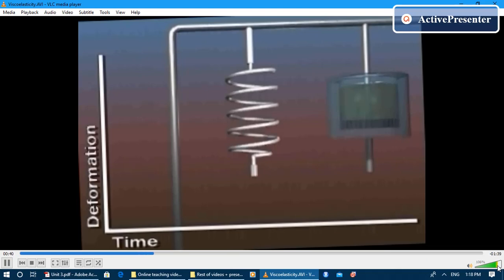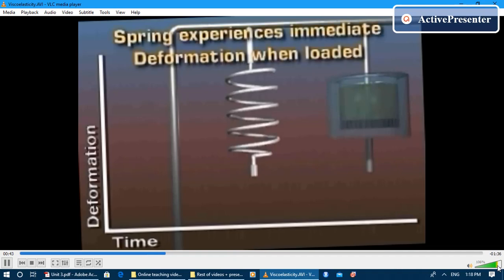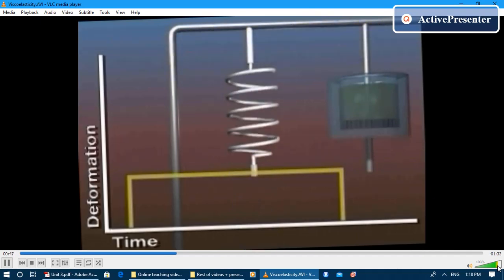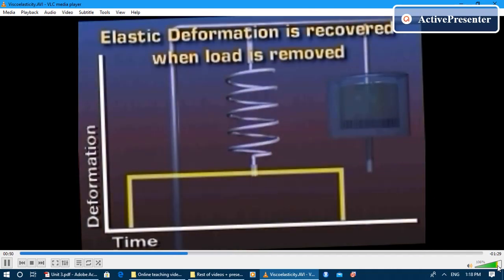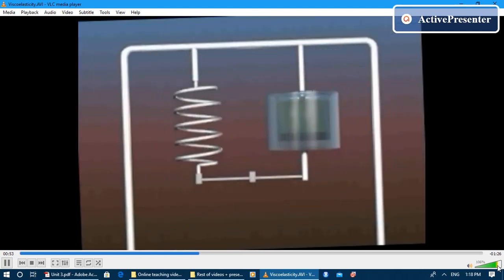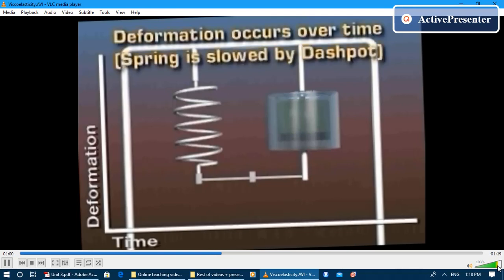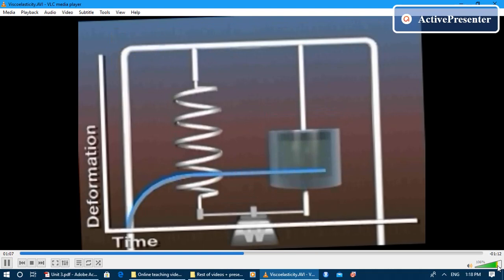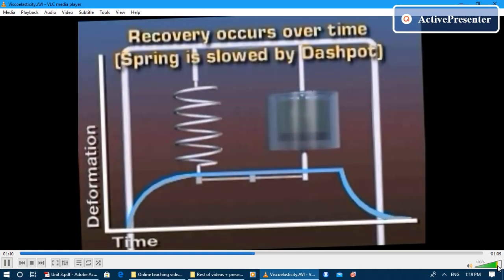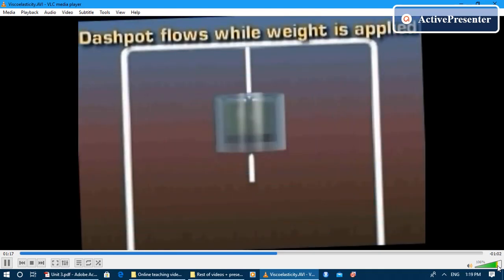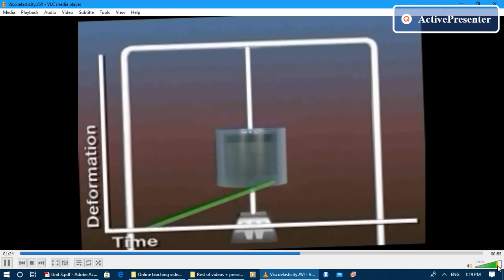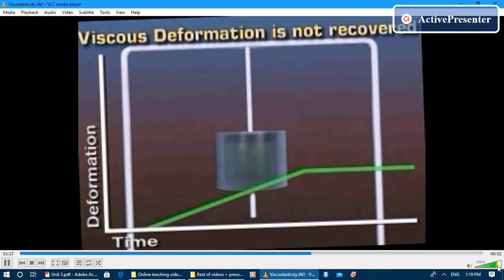The first component of the model is a spring. When a weight is added to the spring, an immediate deformation is observed. When the weight is removed, all of the elastic deformation is recovered. The second portion of the model involves a spring and dashpot in parallel. The spring portion of the system cannot immediately deform because the viscous component slows it down. Therefore, the deformation takes place over a period of time. As the weight is removed from the system, the deformation recovery of the spring is slowed by the dashpot. The third component of the model is the dashpot. The dashpot flows while the weight is applied to the system. When the weight is removed from the system, none of the viscous component is recovered.